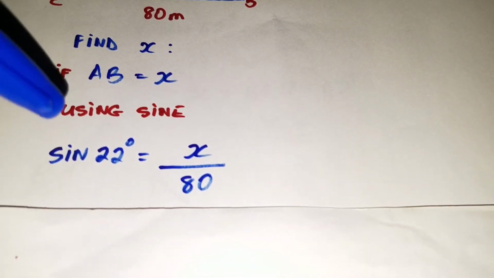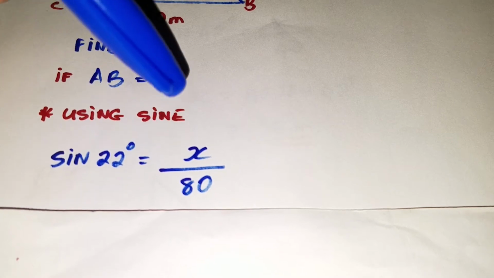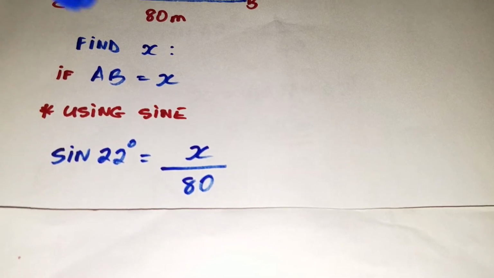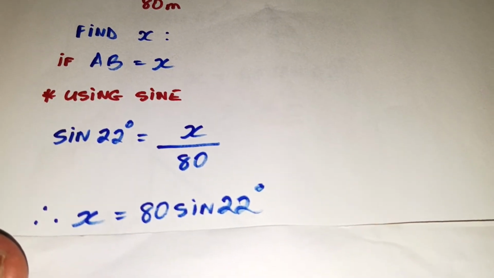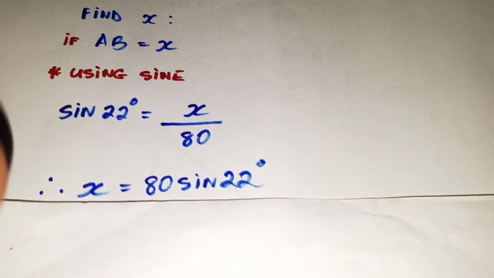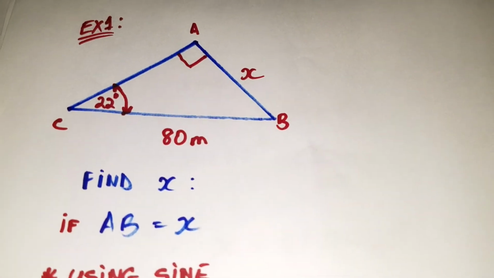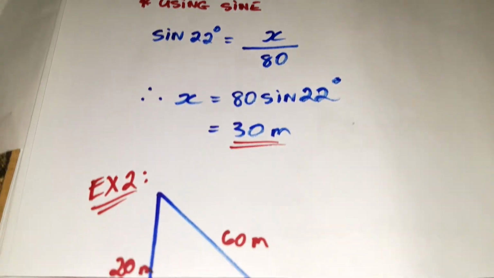So therefore, the sine of 22 degrees must be equal to the opposite over the hypotenuse. And that will give us X being 80 times sine 22, which will give us 30 meters. So therefore, X would be 30 meters.